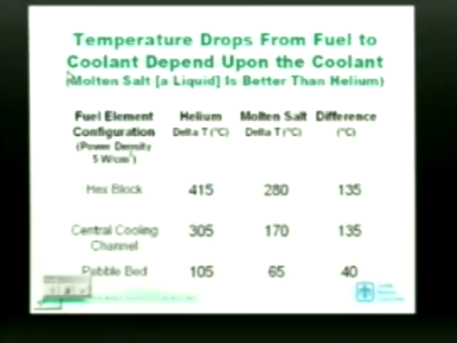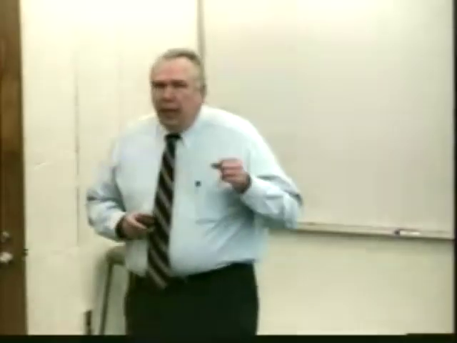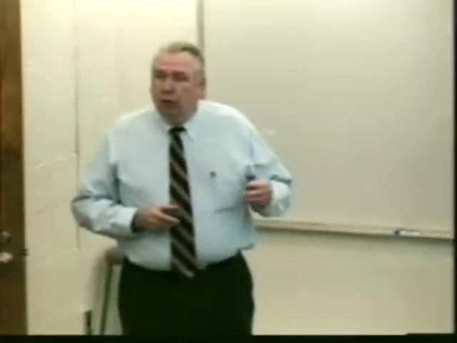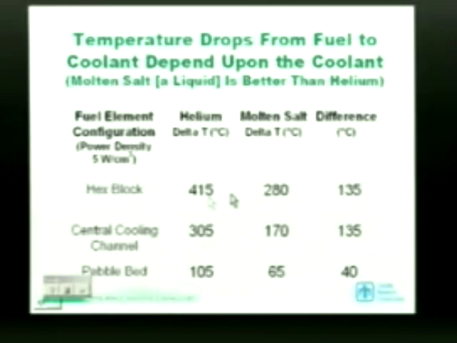The important point here is that the temperature drops from fuel to coolant depend upon the coolant. Here we show a number of fuel element configurations: hexagonal block, central cooling channel, and pebble bed. Here we show the temperature drops between the hottest point in the fuel, the very hottest point in the fuel, and the liquid coolant, or the gaseous coolant, whatever the coolant is. And for a high-temperature reactor with a hexagonal block, the maximum temperature drop, delta T, is 415 degrees C. That is, the microsphere of uranium at the center is 415 degrees C hotter than the helium in the middle of the coolant channel.